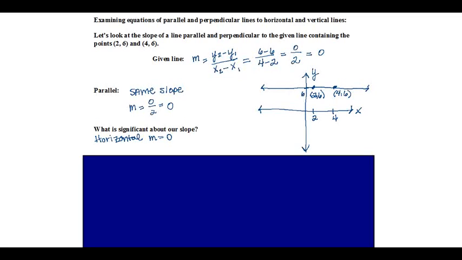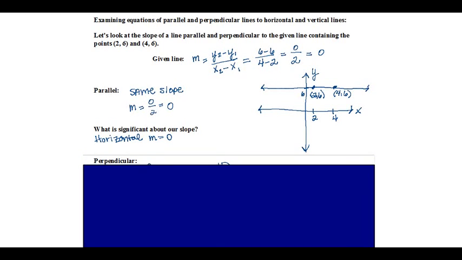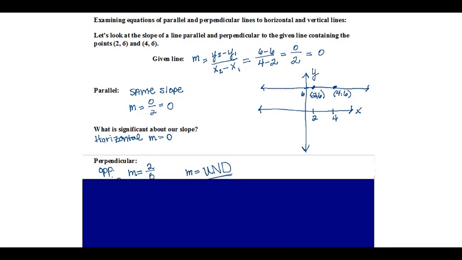Looking at a graphical view of our given line, we see here that it is horizontal. So for a horizontal line, we get a slope of 0, because if our y terms are the same, which they always will be on a horizontal, then we end up with 0 in our numerator. So what's significant about our slope here is that m is equal to 0, and that is going to give us a horizontal line.